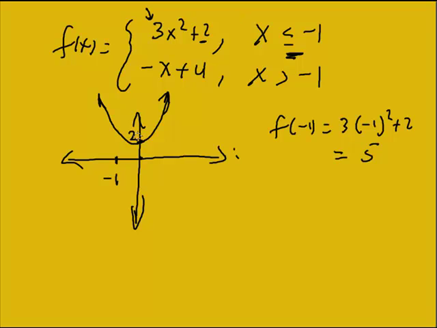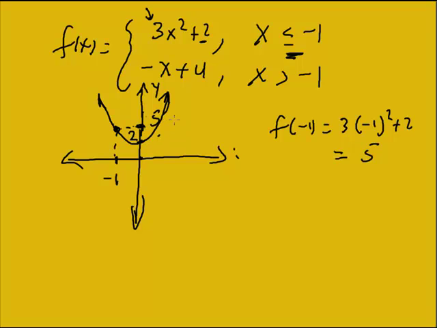So let me make the y-axis a little bit longer, and let's call that 5. So at -1 it is going to be 5. All right, better move that down a little bit. So come across, and we'll call that 5.